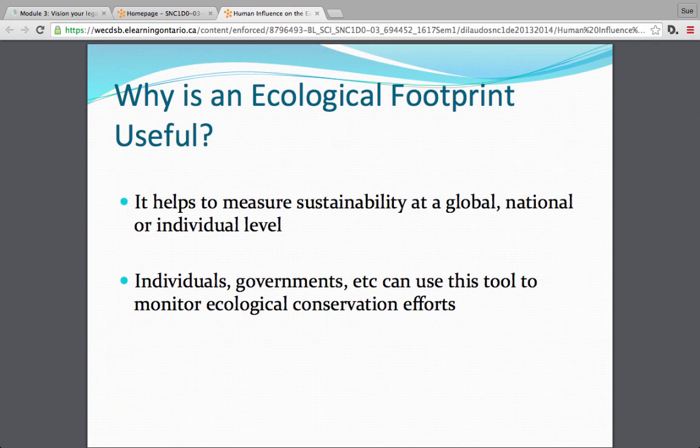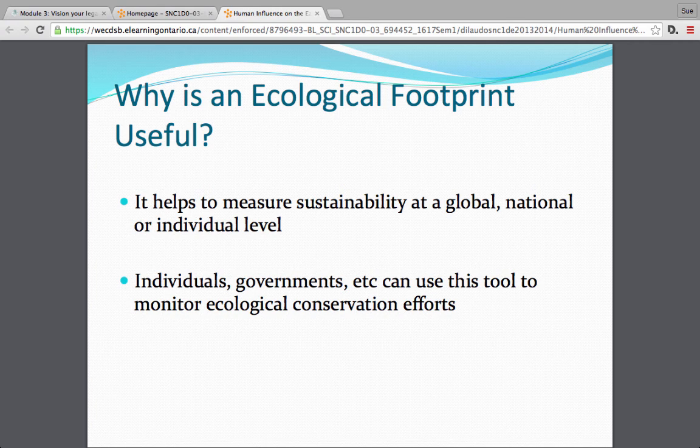Why is this kind of calculation useful? We can use this footprint calculation on an individual level to measure sustainability. If we're making some changes in our lives and wondering if it's really making an impact, we can use this kind of calculator to measure sustainability over a given time.